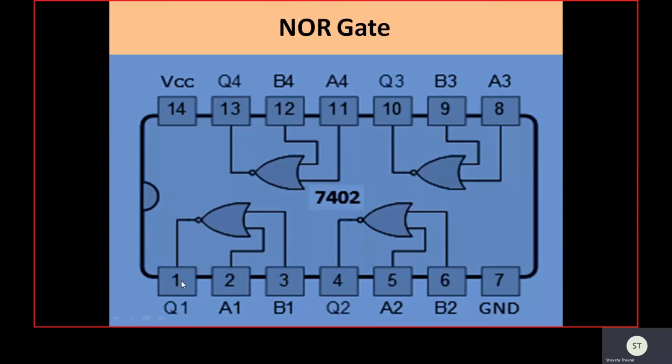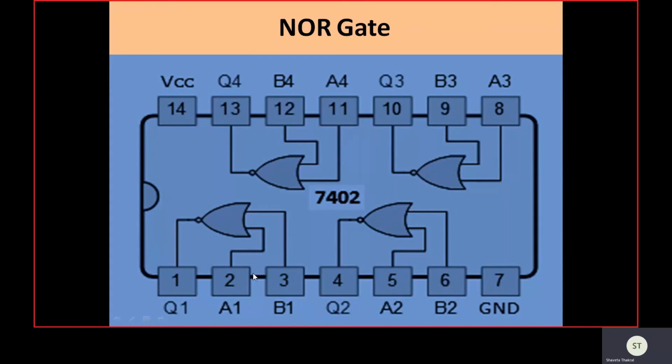1 is output. Otherwise, in any of the other logic gate IC diagrams, we usually observe that 1 and 2 are input and 3 is output. Then 4 and 5 are input and 6 is output. Then 13 and 12 are input and 11 is output. And 10 and 9 are input and 8 is output.